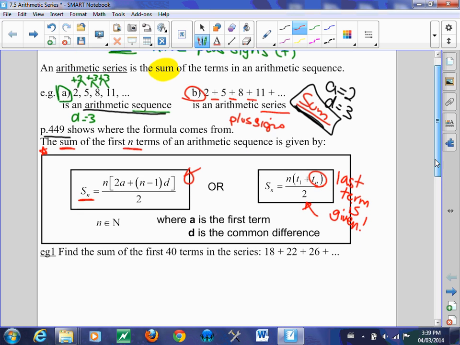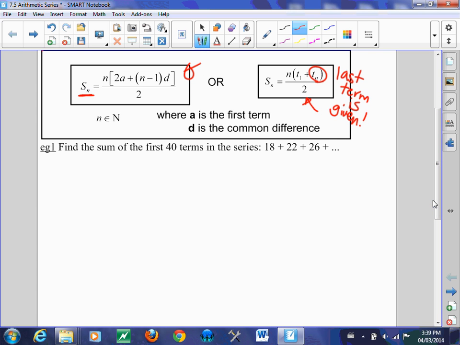All right, let's take a look. This is a short lesson today, ladies and gentlemen. We're just going to do a couple of examples, and then you'll be on your way. Okay, example 1. Find the sum, so we have to know we're using S sub n, of the first 40 terms, so that means n equals 40, in the series. So first of all, look at the series. 18 is our first term, so we're going to make a equal 18. Let's take a look, ladies and gentlemen, at what's happening in each case. In each case, hopefully you recognize that you're adding 4.